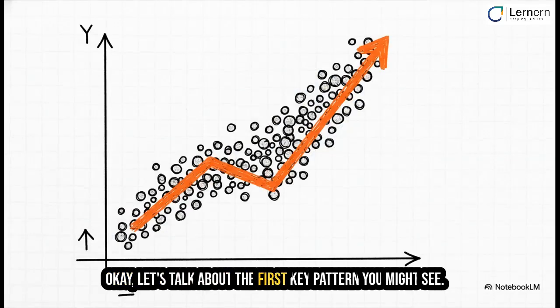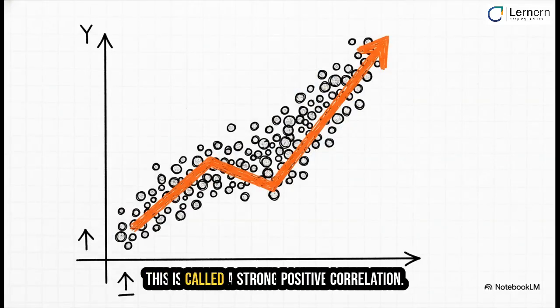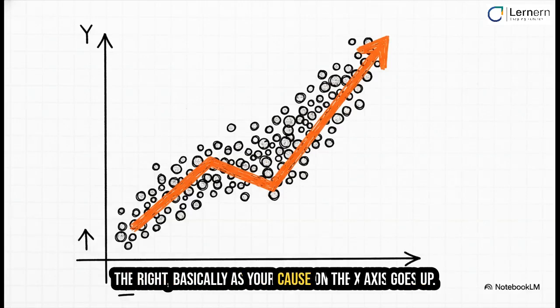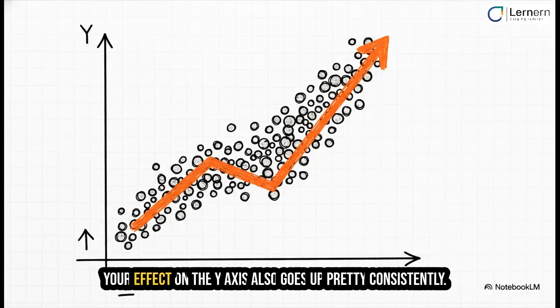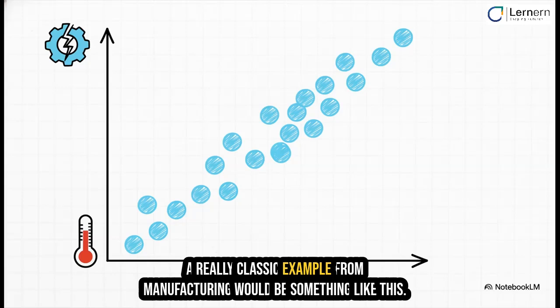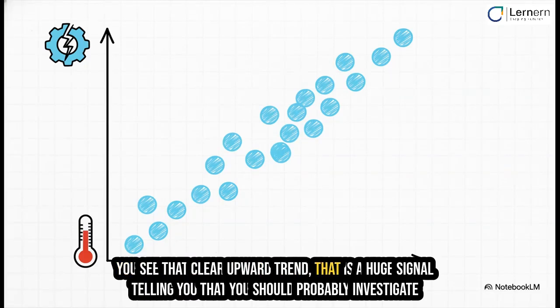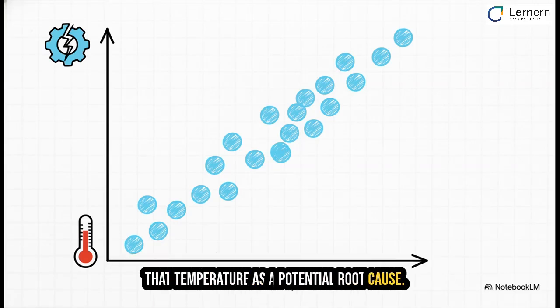Okay, let's talk about the first key pattern you might see. This is called a strong positive correlation. This is what it looks like when all the little dots cluster together really tightly in a line that goes up and to the right. Basically, as your cause on the x-axis goes up, your effect on the y-axis also goes up pretty consistently. A really classic example from manufacturing would be something like this. The higher the temperature of a machine, the more defects you see in the products. You see that clear upward trend? That is a huge signal telling you that you should probably investigate that temperature as a potential root cause.